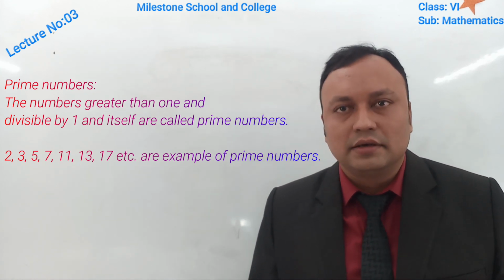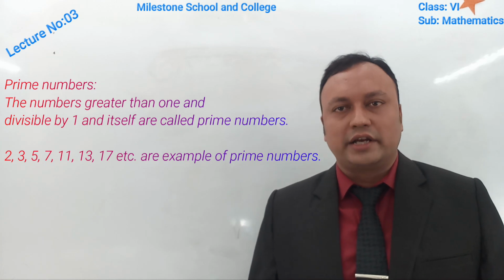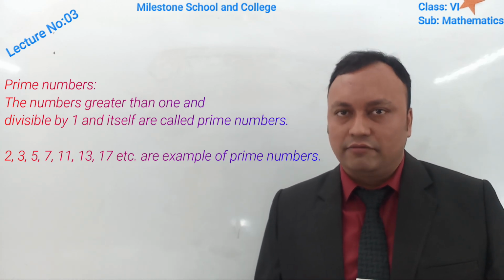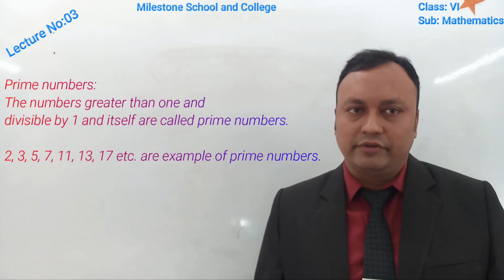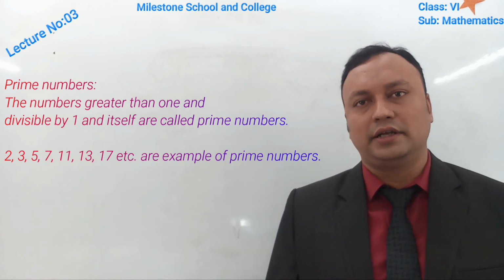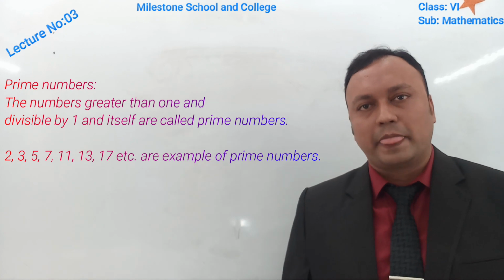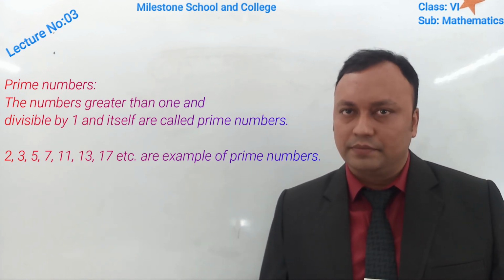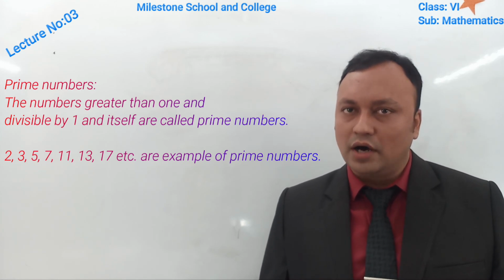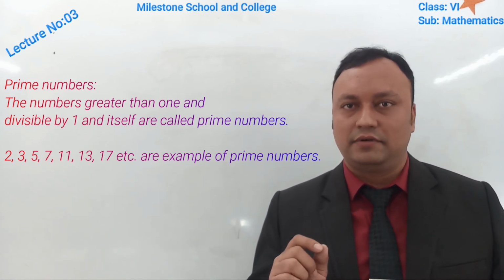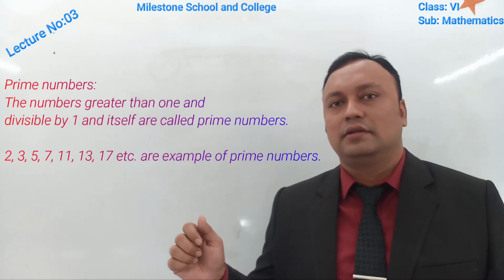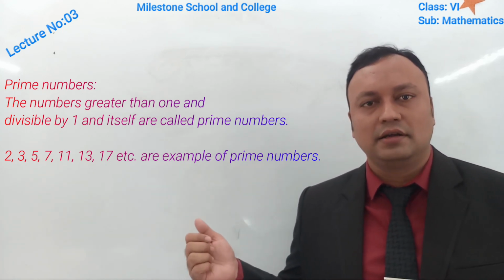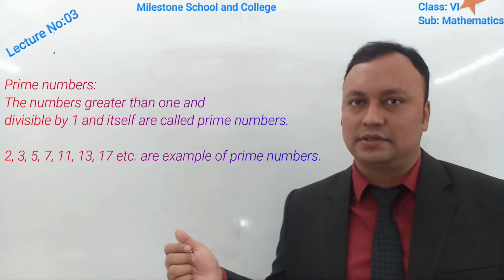That means, look carefully, my dear. These numbers are 2, 3, 5, 7, 11, 13, 17. They are greater than 1. They are divisible by 1 and only itself, not by any other number. That's why these numbers are prime numbers.